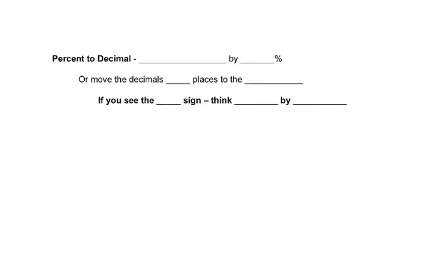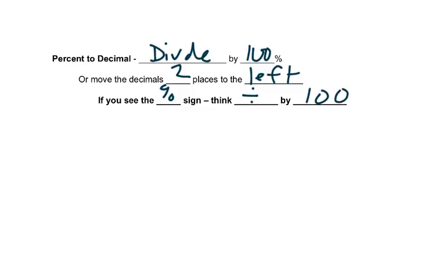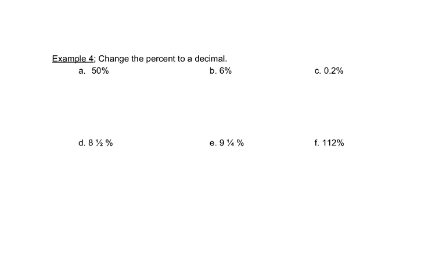A percent to decimal, we need to do the opposite. We would divide by 100%, move the decimal place 2 places to the left. When you see a percent sign, think divided by 100. That percent sign almost, if you turn it a little bit on its side, looks like a division sign, and the 2 zeros need to make you think of 100 with the 2 zeros. So if you see that sign, think divided by 100.